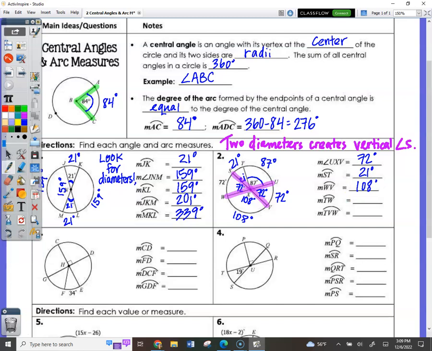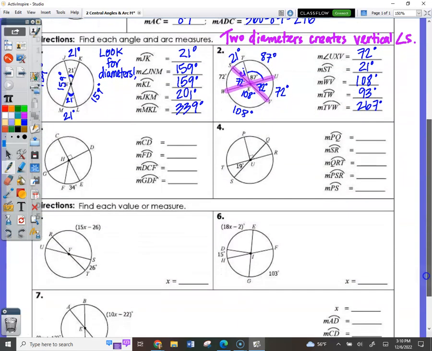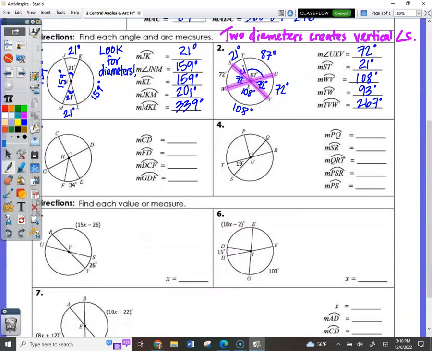Arc T to W. Short way. That would be this way, right? So what do you do with them? You add them up. You get 93. Arc T to V to W. All right, go to the next one.